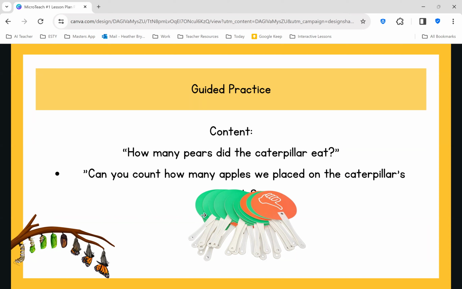We might ask questions, more questions. How many pears did the caterpillar eat? Can you count how many apples or pears or oranges were placed on the caterpillar's body? After each question, ask students to show a thumbs up or a thumbs down if they understand and counted correctly, or if they did not understand. This helps you quickly assess informally their understanding and identify who needs further assistance. You use this time to ask stimulating questions because we want to understand.